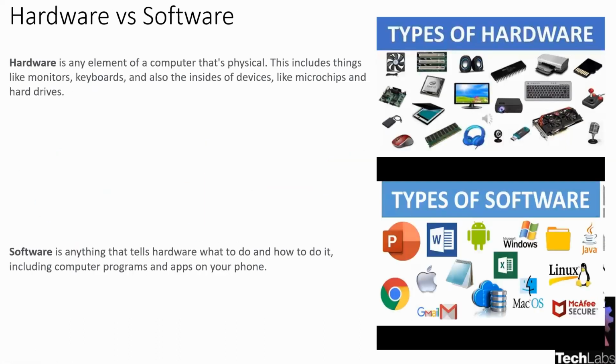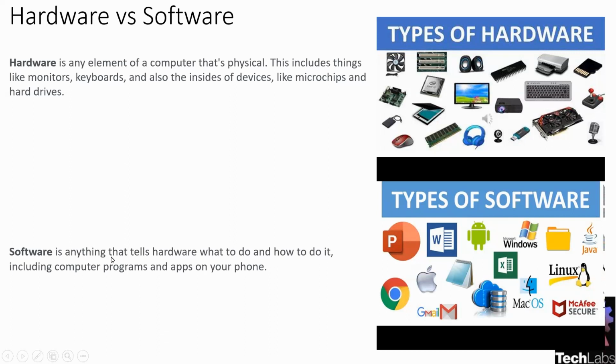Now, slowly I'm taking you into the software world, okay? I'm coming out of the bakery into the software world. What is hardware and software? Hardware is any element of a computer that is physical. This includes things like monitor, keyboard, devices, microchips, hard drives. I've put a picture here so that you will understand what is hardware. Clear?